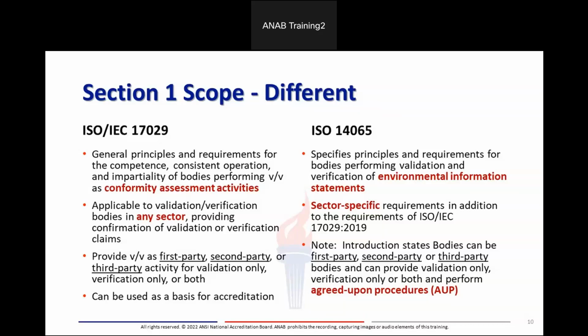Keep in mind, as mentioned, 17029 can be the basis for accreditation, and a primary difference in 14065, doing validations or verifications, is that it can be performed on agreed upon procedures. And we'll talk a little more about this in the next few slides.